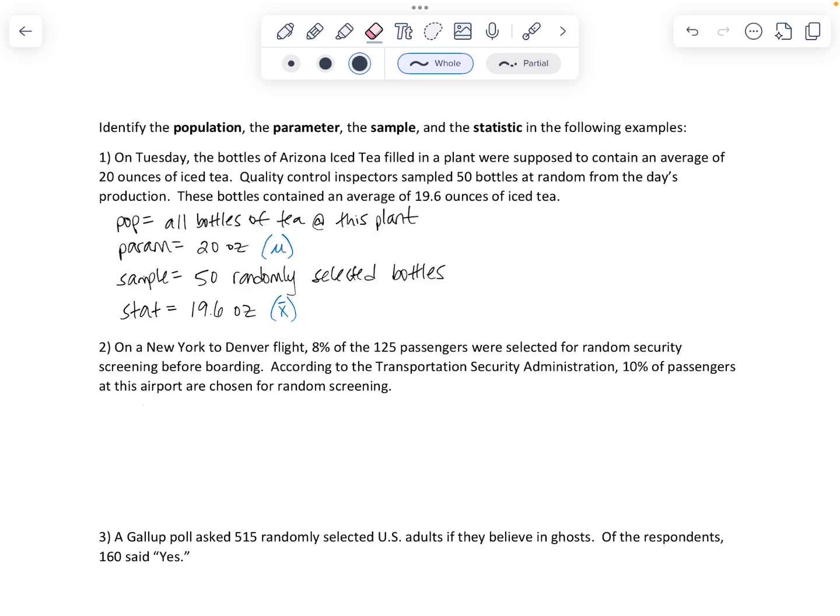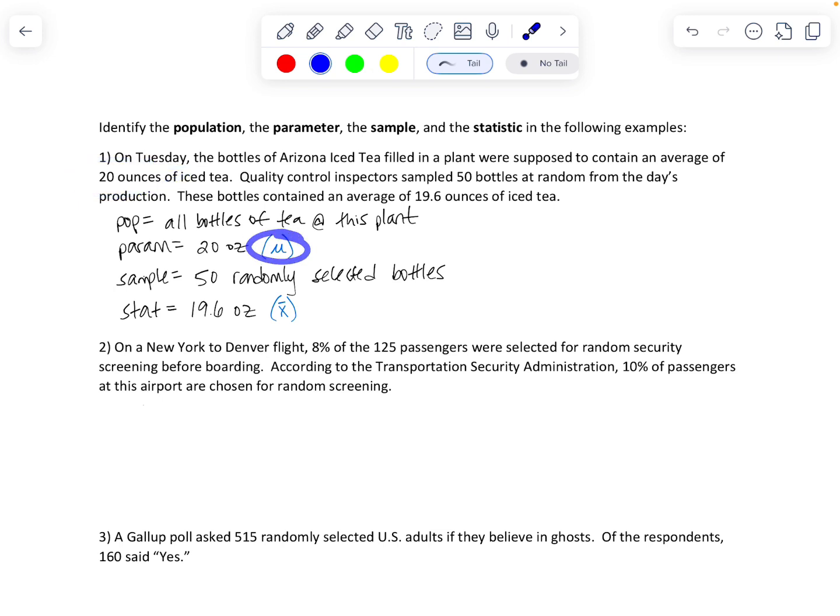Okay, so what I'm going to do is identify the population as all the bottles at this plant. The parameter and the population go together. Do you guys remember that from the reading guide? Think of the P's, and then the sample and the statistic go together. Think of the S's. So the parameter is what we are assuming to be true, what we are told about the entire average of all of the population of the bottles. Okay, that's the 20 ounces.